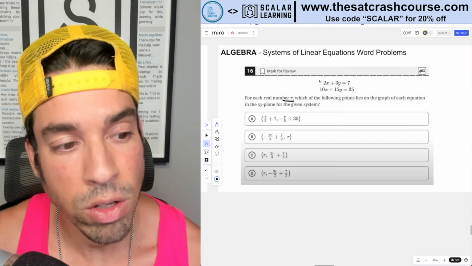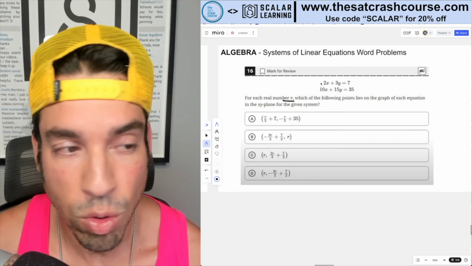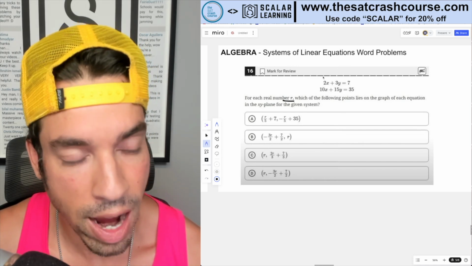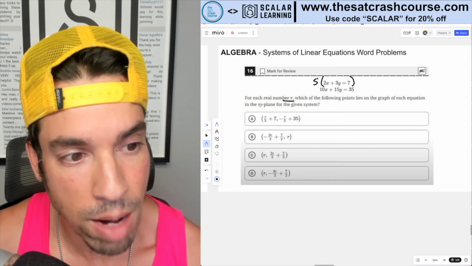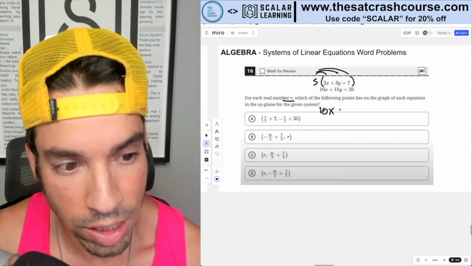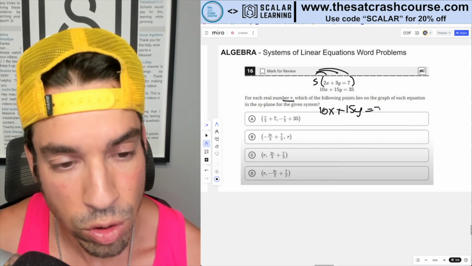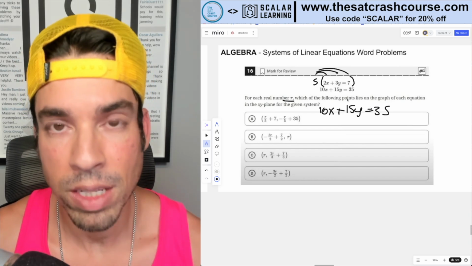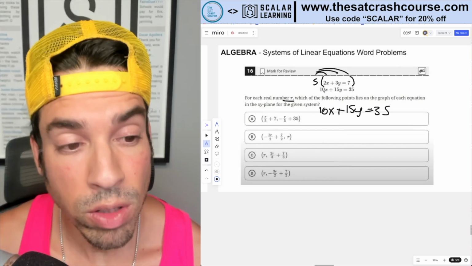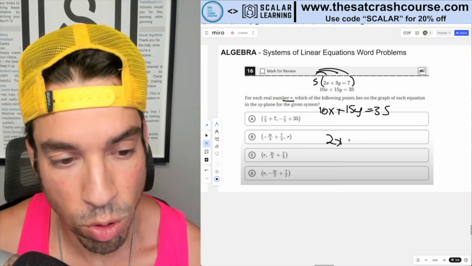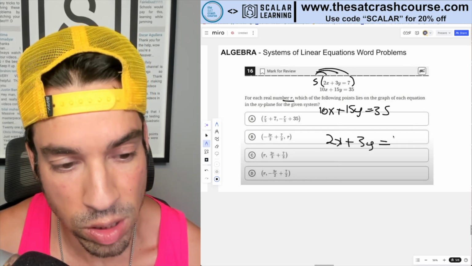Now, the other thing that you're going to notice in this equation, this is a very difficult problem, is that both of these equations are actually the same. If I multiply the top by 5, right, I actually get the exact same as the second equation. I get 10x plus 15y equals 35. So what that means is that these two lines overlap, meaning there's infinite solutions. Now that we know that we're only dealing with really one equation, I'll put it in its simplest form, which is 2x plus 3y equals 7.